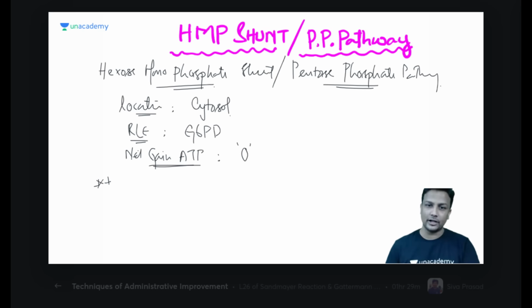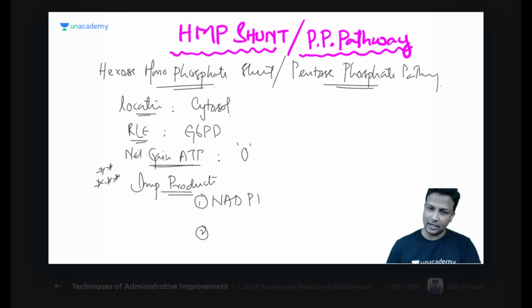And now, welcome to the most important thing here. I can't tell how many star marks you have to write down here. The important products produced in the HMP shunt. There are two important products produced in the HMP shunt. Number one, NADPH.